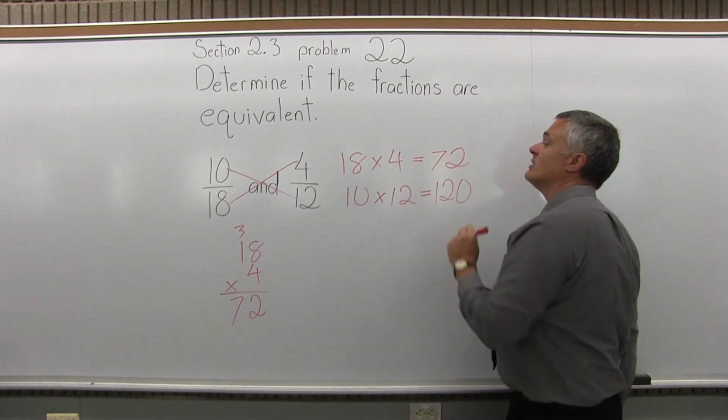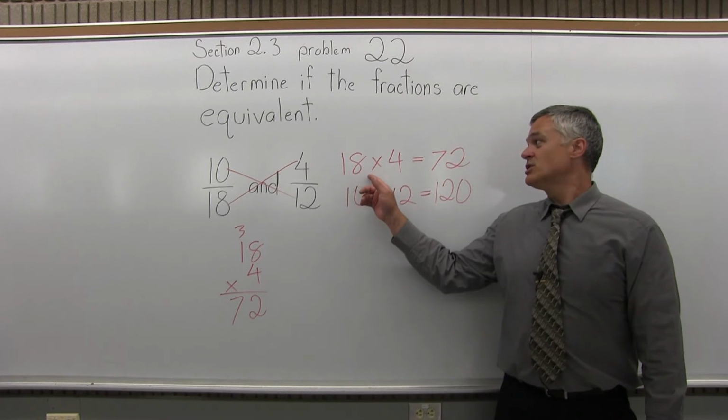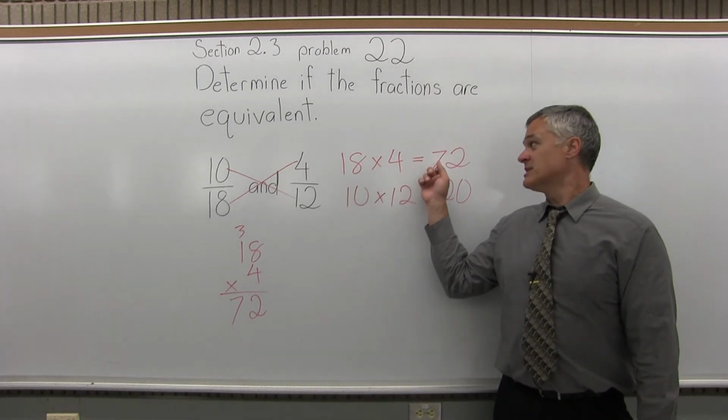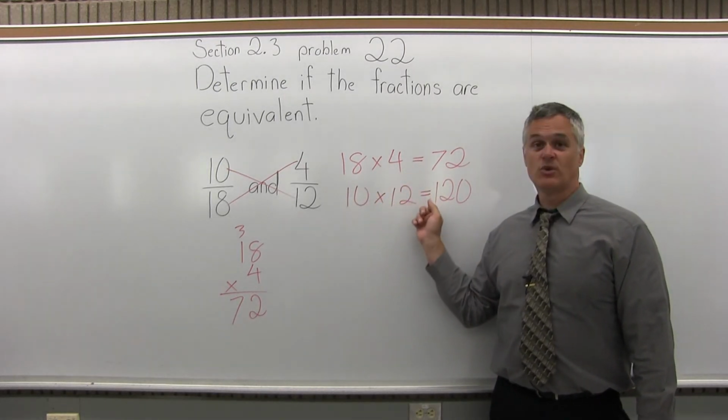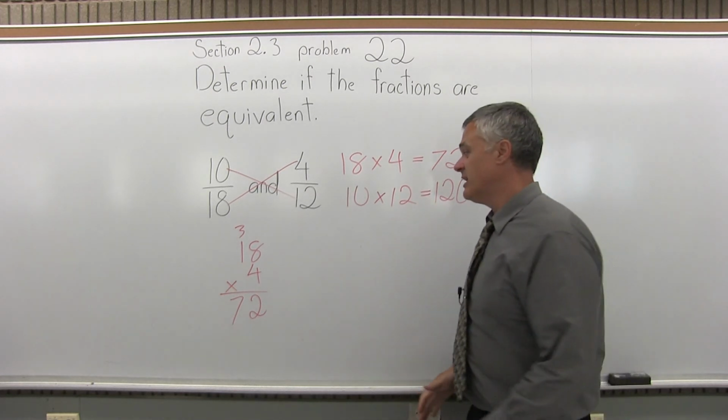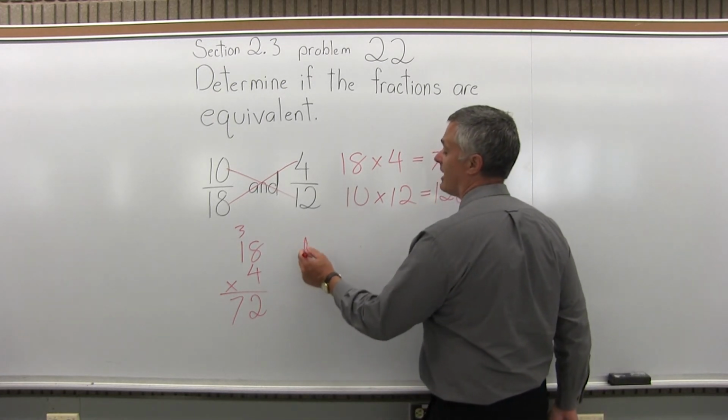But at this point now, we see that the combination of one numerator times the denominator gives a 72, but the other combination gives a 120, and those numbers are certainly not equal, so these fractions are not equivalent.